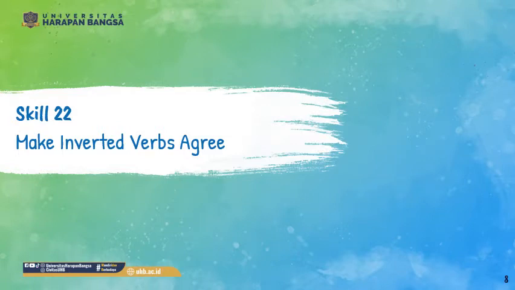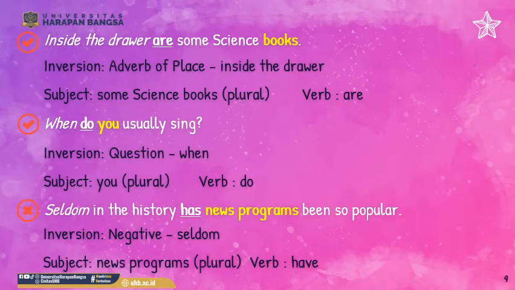Let's continue next to skill 22. Make inverted verbs agree. Remember, in the previous meeting, you have inversion, inverted subject and verb. Kita punya pembahasan tentang inversi ya, di mana subjek dan verb dibalik posisinya. Bukan subjek diikuti verb, tapi verb dulu baru subjek.